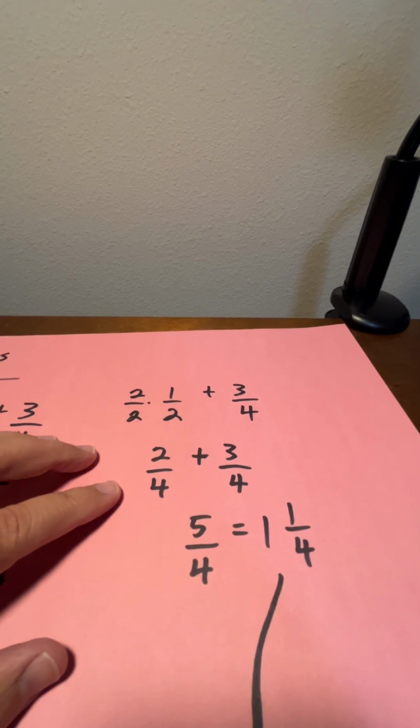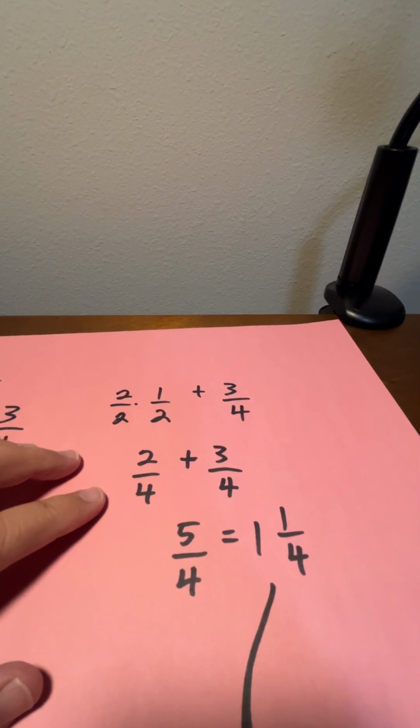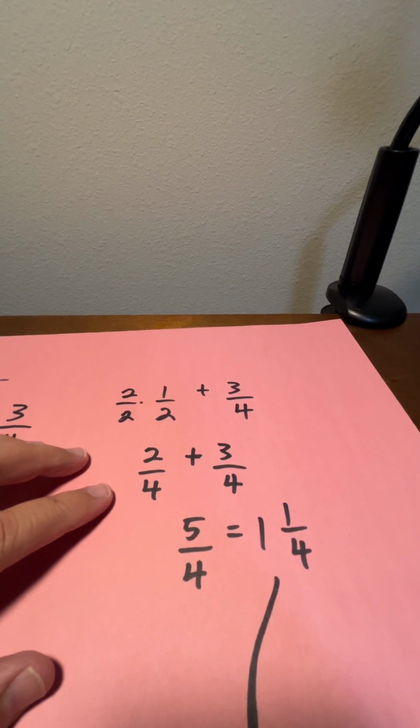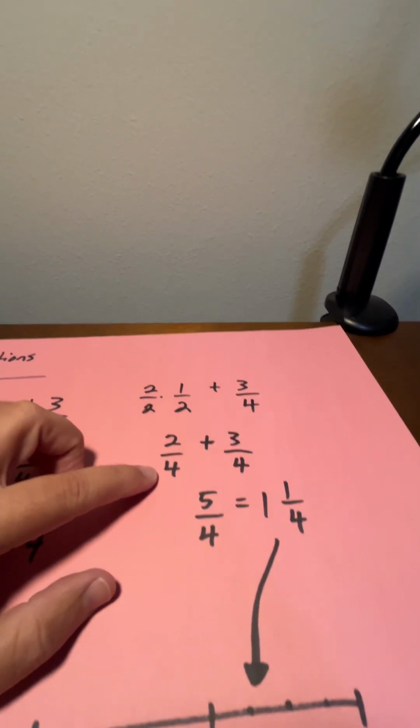I think in terms of today's students, that's probably the easiest way to get a least common denominator. Anyway, then you add these together like we've been doing, 1 1/4.